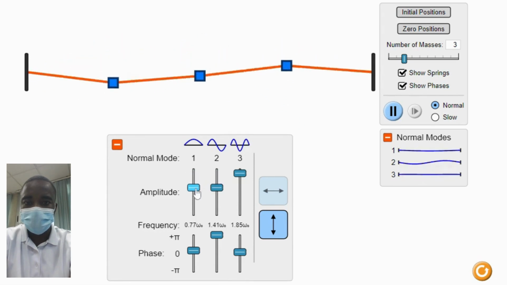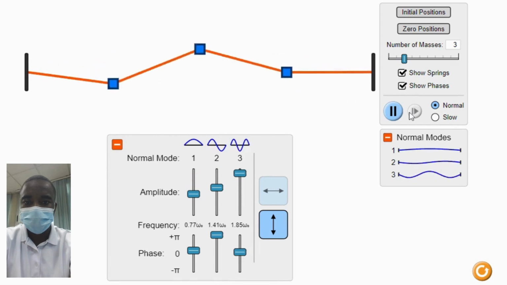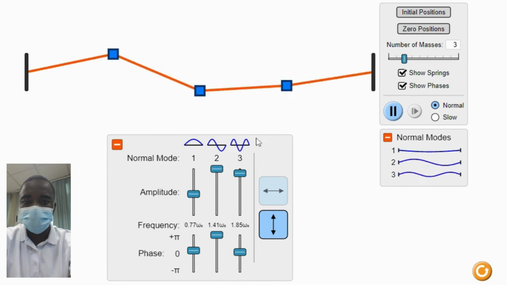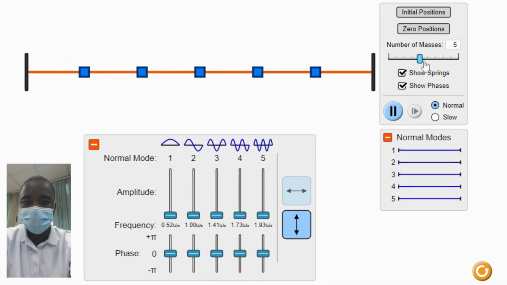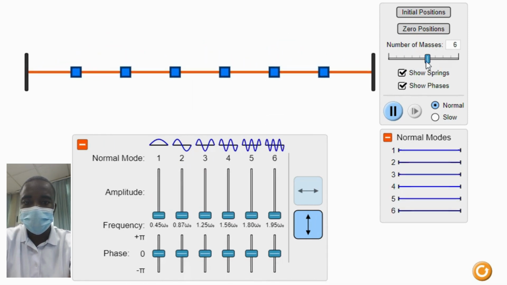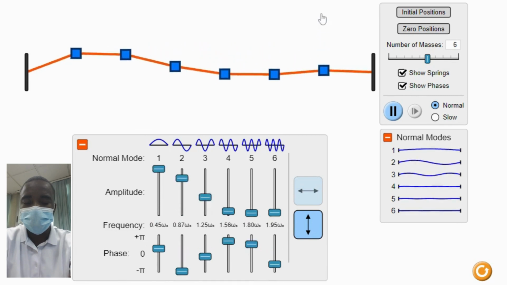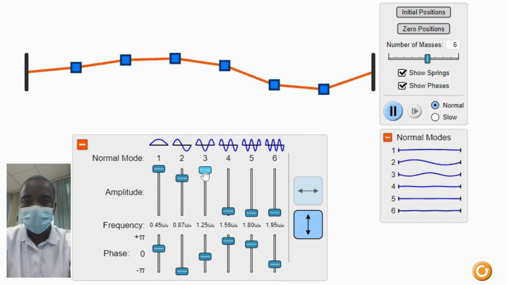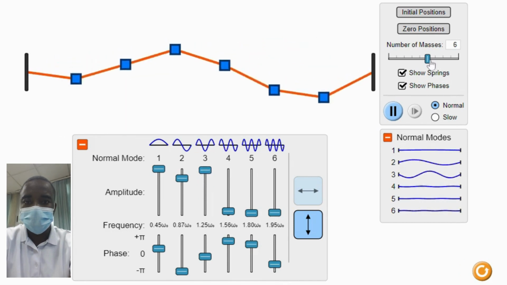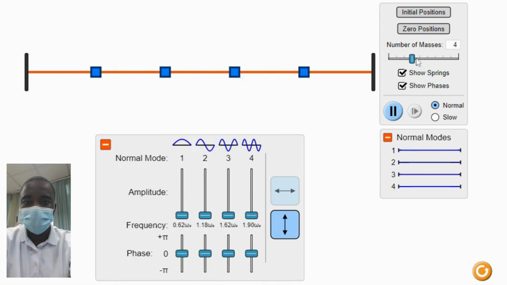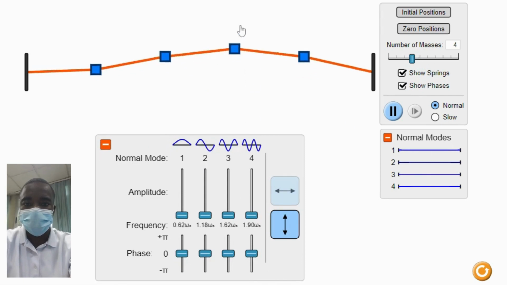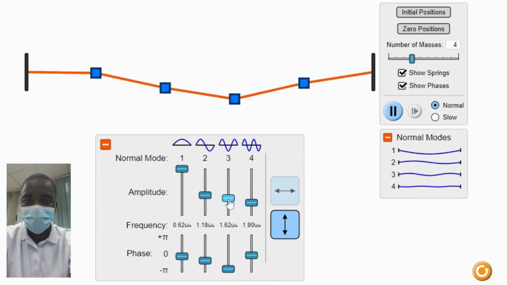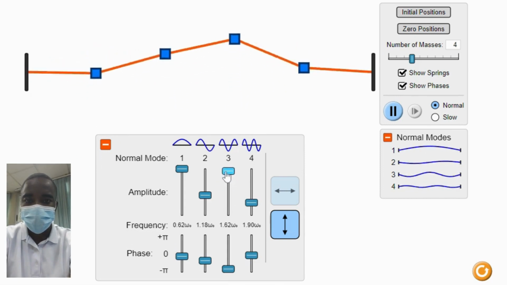In both cases, the system returns to its equilibrium position after a certain period of time, which is determined by its normal mode. Now, let us discuss the properties of frequency, amplitude, and phase associated with a normal mode. Frequency is defined as the number of complete oscillations or cycles that occur in a given amount of time. In the case of a normal mode, it is the natural frequency at which a system oscillates when it is disturbed from its equilibrium position.